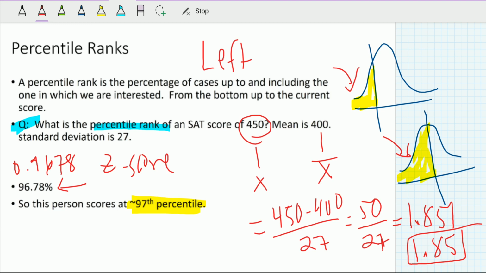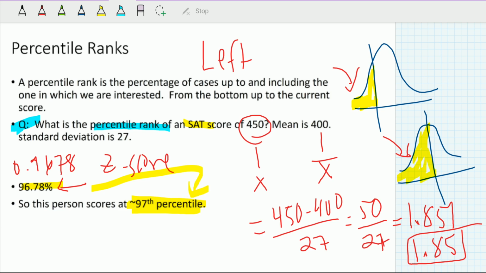And so what you see there is basically now percentiles. You don't really say, oh, you scored in the 96.78. No, people just round it. I'm not sure why, whatever. But rounding this number, I guess they rounded the tenths, who knows. But then it becomes 97th percentile. So what that means is that you scored better than 97% of the people that took this SAT, with average of 400, standard deviation 27. So that's really all it's saying.